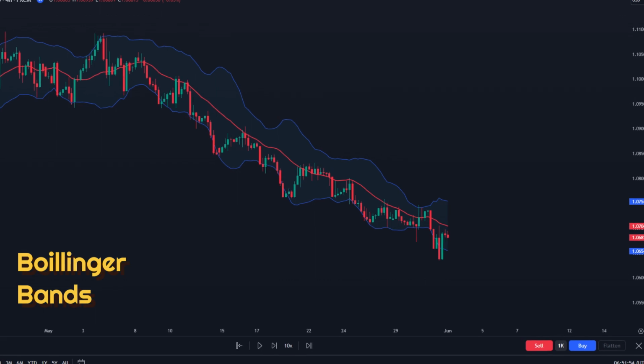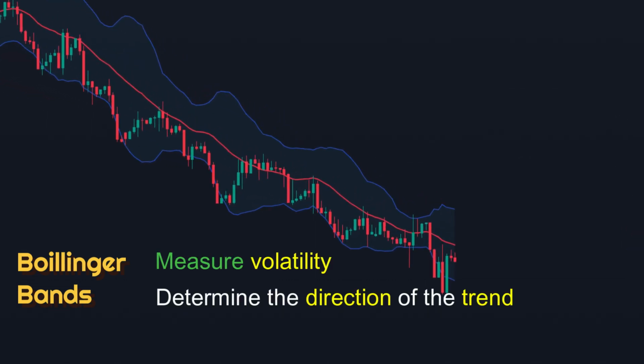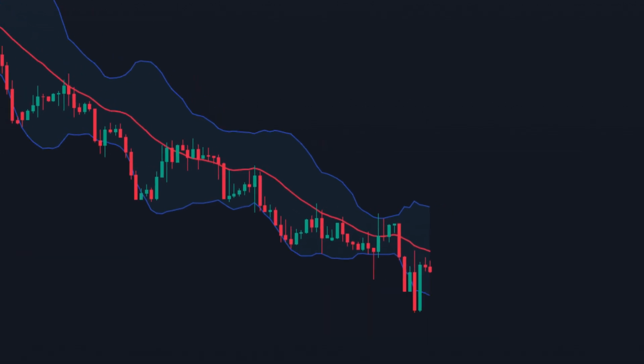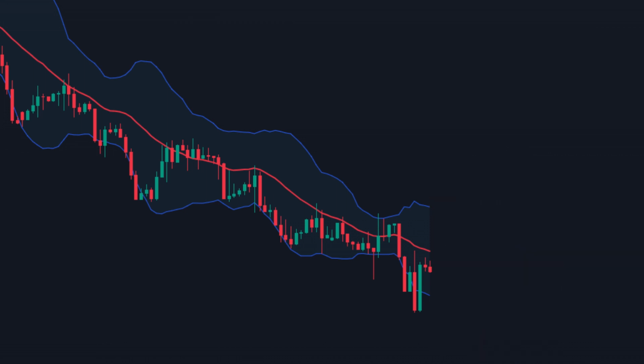Bollinger Bands is a technical indicator that is used to measure volatility and determine the direction of the trend of price movements. This indicator can also be used to find overbought and oversold conditions. The Bollinger Band indicator consists of three lines: upper band, lower band, and middle band. Basically, the middle band is a moving average line and the upper band and lower band lines are deviation lines from the middle band line.